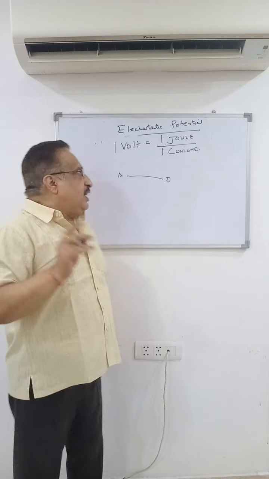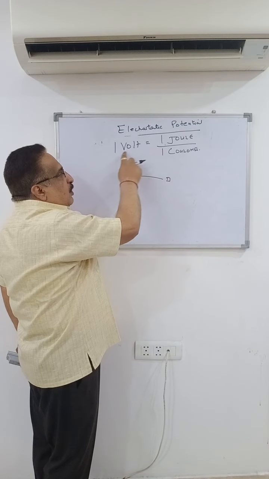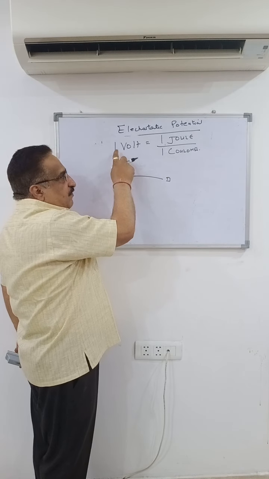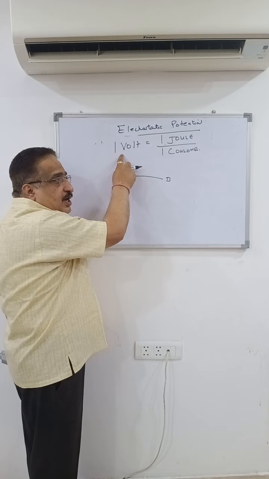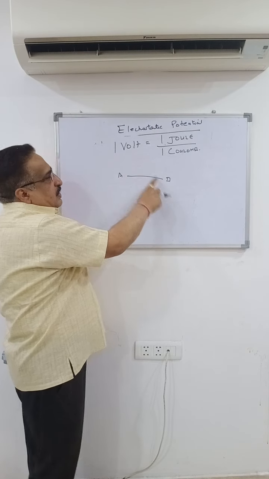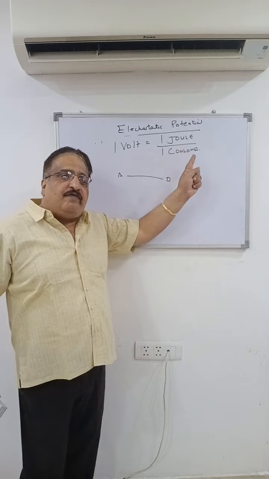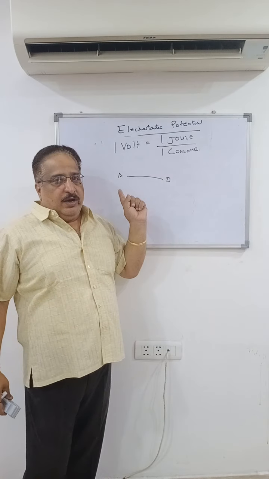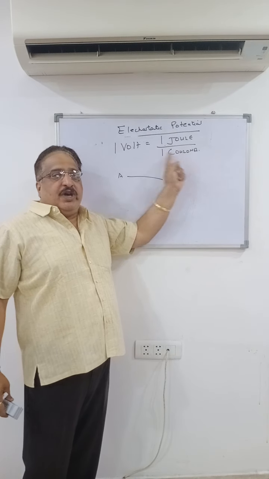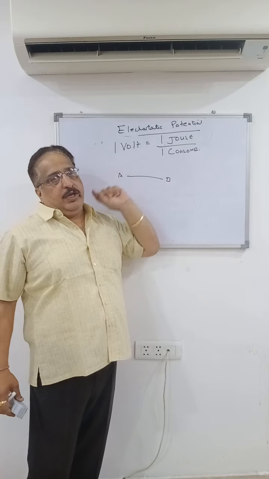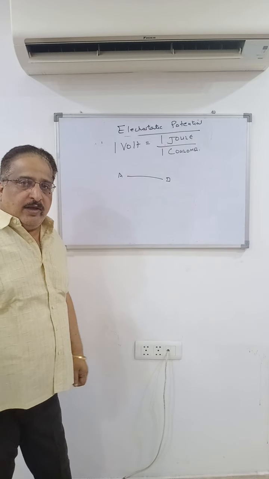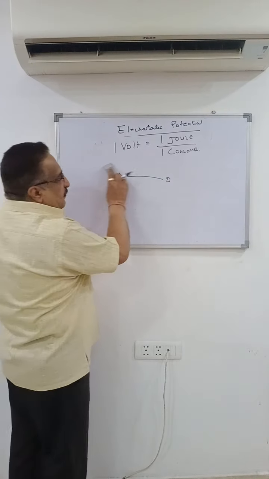Is that clear? Make the other quantities also 1. So how do you define 1 volt? 1 volt is the potential difference between 2 points when 1 joule of work has to be done to move 1 coulomb of charge from one point to the other. Is that clear? So this is what potential difference is.